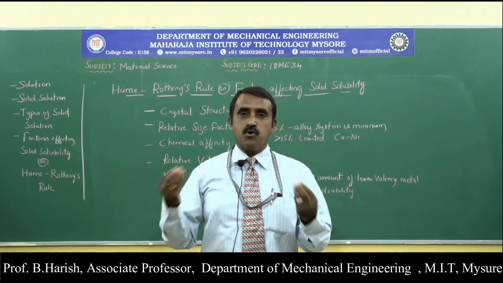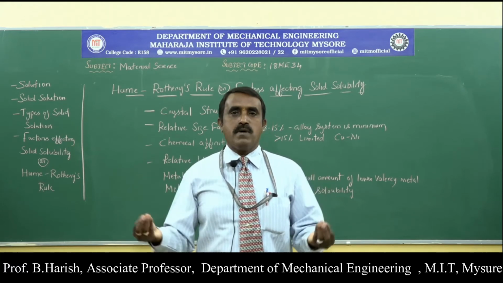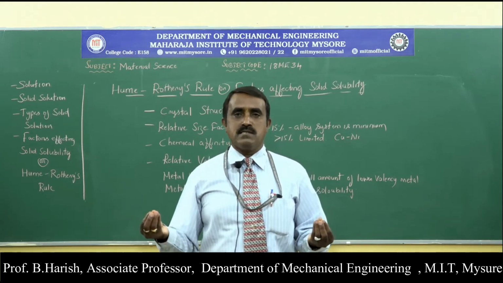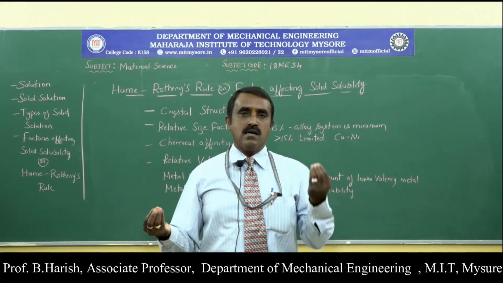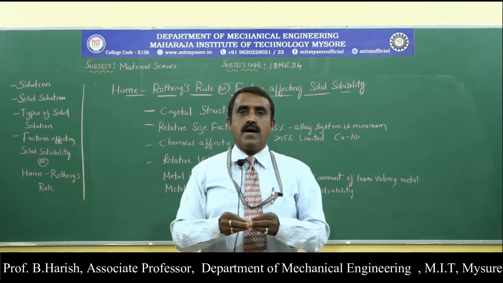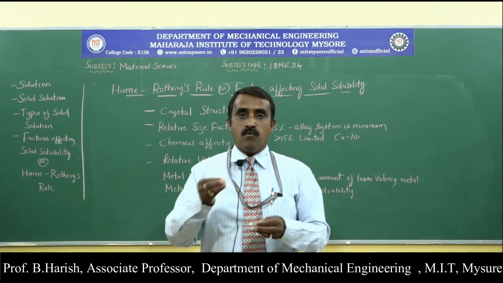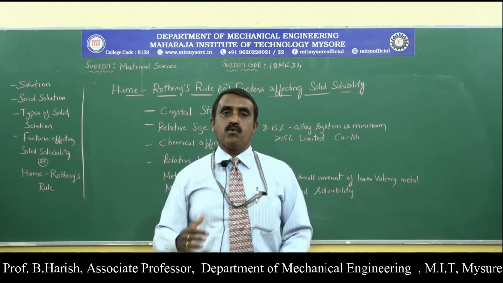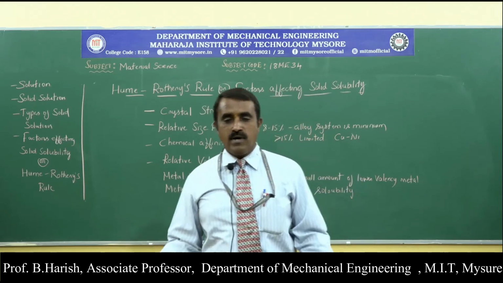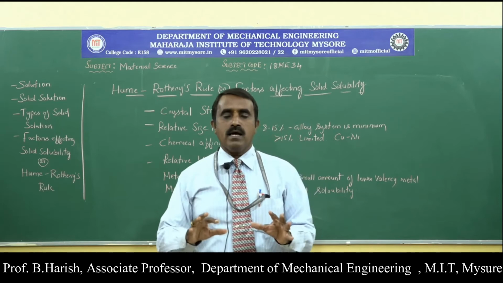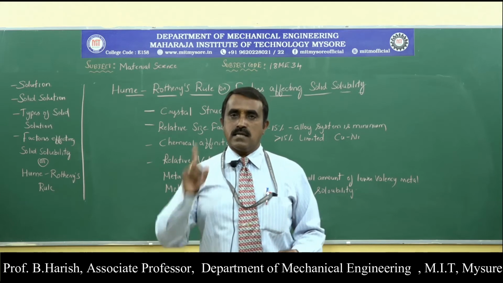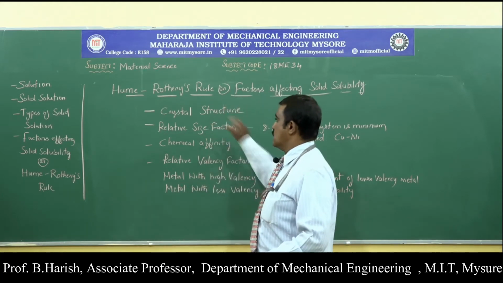If you take two metals, metal A and metal B, and both have the same crystal structure, for example body centered, BCC. Metal A has a BCC structure, metal B also has a BCC structure. When they combine with each other, the solubility of one in another will be more. That is the first factor, crystal structure. On the other hand, if it is different, then the solubility of one in another will be very less.